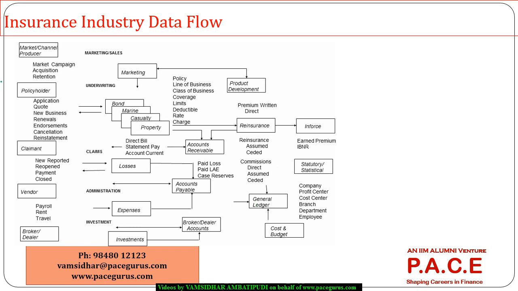Now, looking at the overall data flow in an industry, I'm talking about different channels, initiates at the marketing and the sales level. So there is a marketing campaign that is being done, right? There is an acquisition of the customer, retention of the customer. So these all happen at the marketing and sales layer. Now, so we are talking about the marketing.